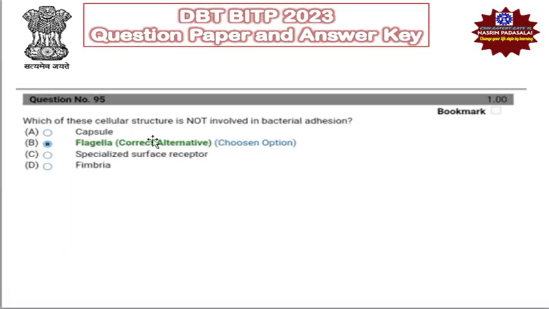Next, which of the following cellular structures is not involved in bacterial adhesion? There is a difference between bacterial adhesion and bacterial movement. So capsule, specialized surface receptor and fimbriae are involved in bacterial adhesion. Okay, whereas flagella is responsible for bacterial movement and chemotaxis.